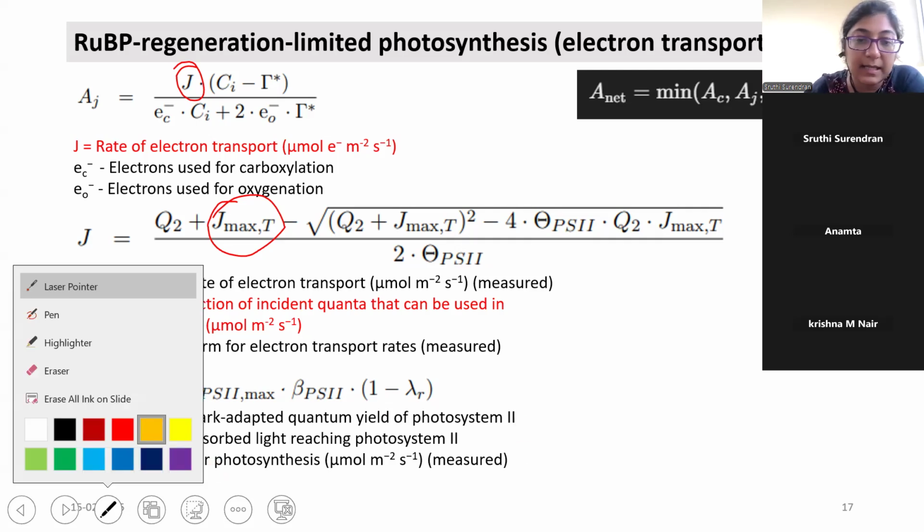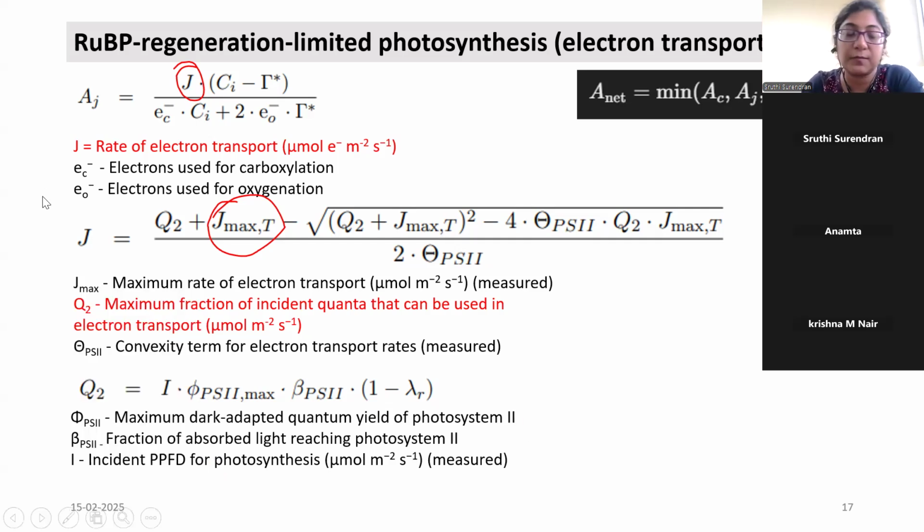I haven't included the full form of it. It is photosynthetic photon flux density. And the incident photons available for photosynthesis is what is given by I. Now, I is something that we can measure using the instrument. So we have that value.